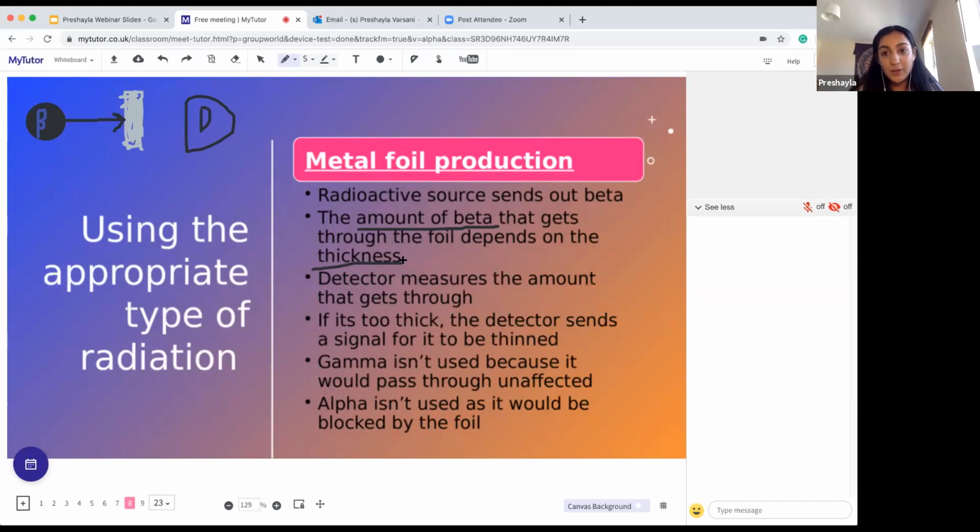Alpha would also not be appropriate because it gets blocked by even paper or skin. So alpha is not going to make it through the foil. Alpha would be stopped here. Gamma would just go all the way through. So beta is the perfect radiation for this application.